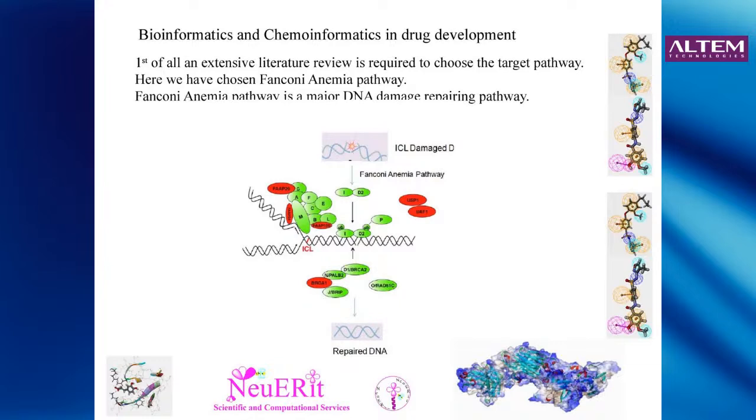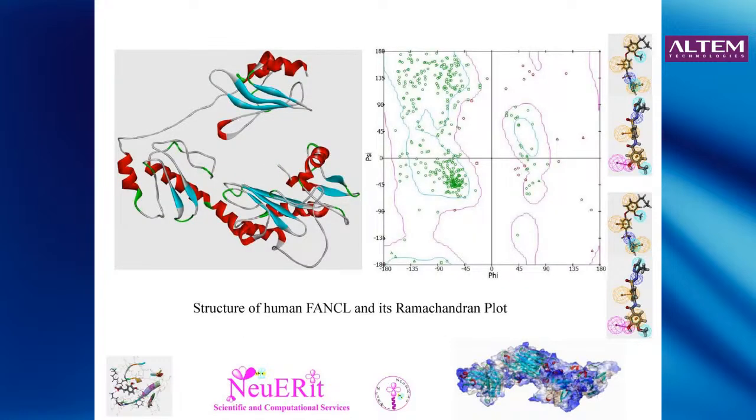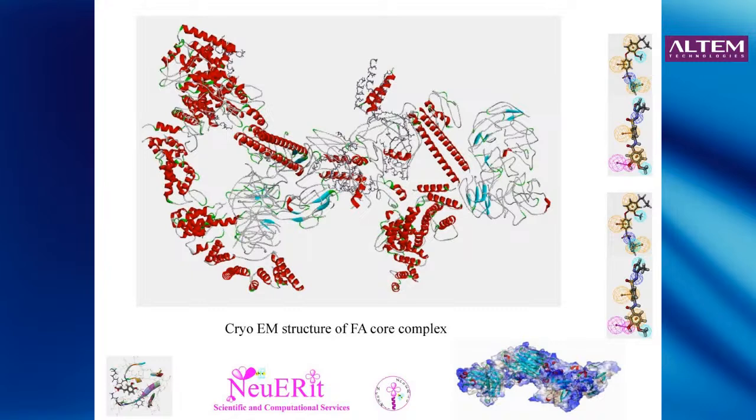After doing many kinds of study, as I have already said, 22 genes are involved in the Fanconi anemia pathway. We have chosen only one protein. Actually, we have chosen many proteins, but here I will discuss only one protein. We have chosen FANC-L. Here I'm showing you the cryo-electron microscopy structure of the Fanconi anemia core complex. It is just to show how complicated the original thing actually is.